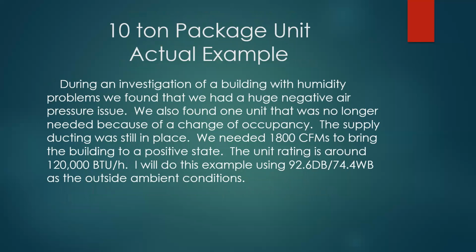This is a 10-ton unit, and it's a 10-ton package unit. And this is an actual example, but I'm not using the same capacity or the same settings. We found that the unit was no longer used, but we also found that the building had a huge negative pressure. And we needed about 1,800 CFMs to bring the building to a positive state. The unit's around 120,000 BTUs. And the example I'm using is a 92.6 dry bulb, 74.4 wet bulb. That is actual outside ambient conditions or design conditions for 1% for Chattanooga, Tennessee. And I just picked it out of the book.